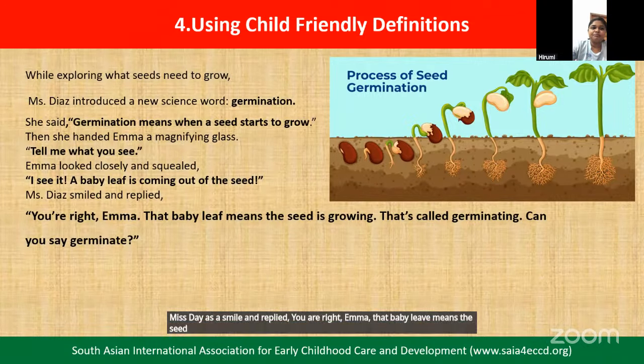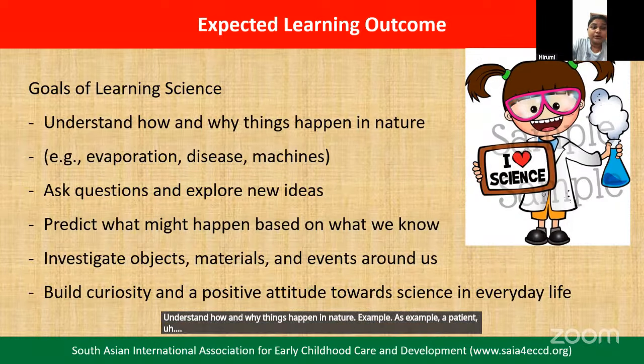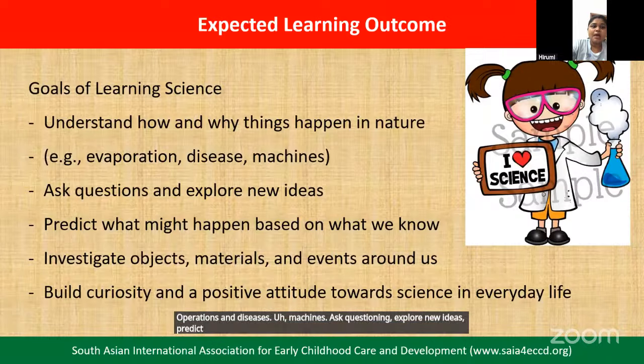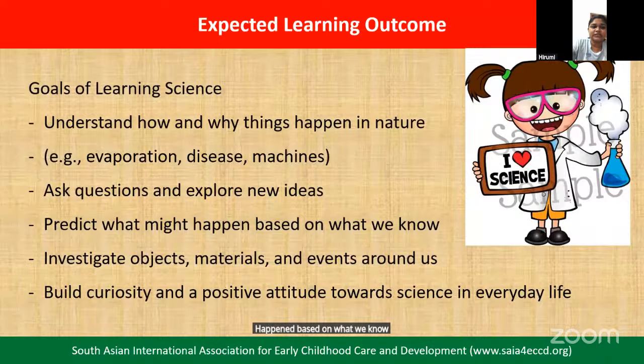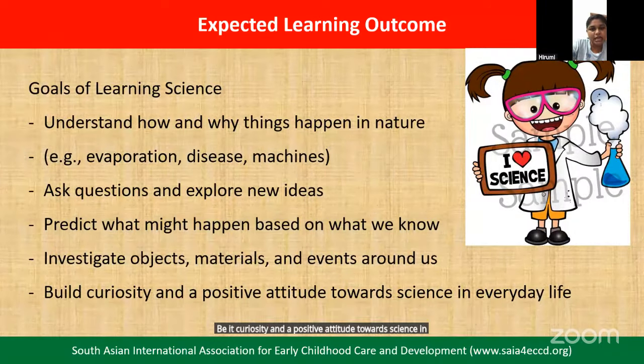Let's move to the next slide. Expected learning outcomes. Through these four strategies, we can expect learning outcomes, goals of learning science. Understand how and why things happen in nature, for example, operations, diseases, machines. Ask questions and explore new ideas. Predict what might happen based on what we know. Investigate objects, materials, and events around us. Build curiosity and a positive attitude towards science in everyday life.